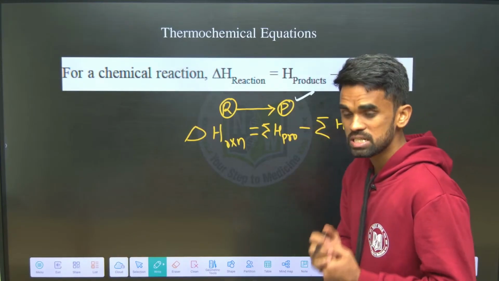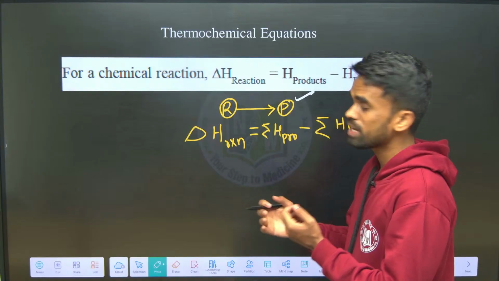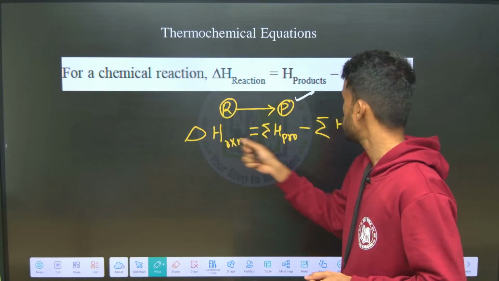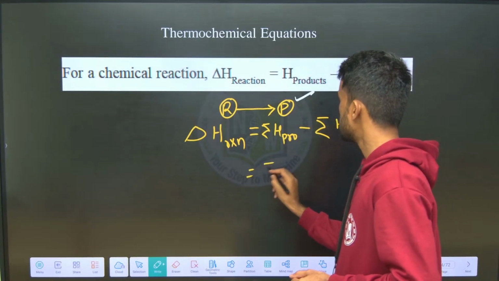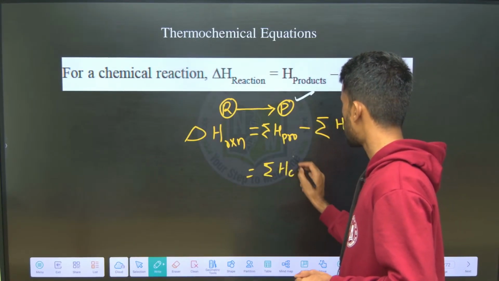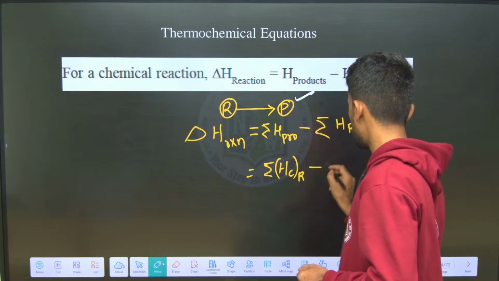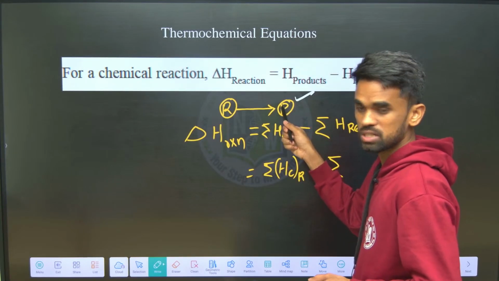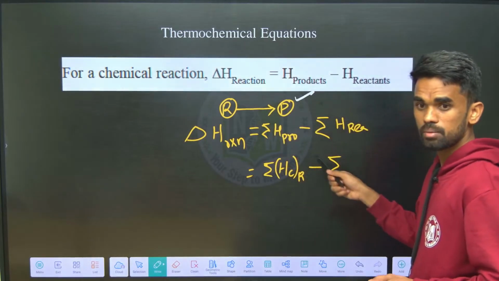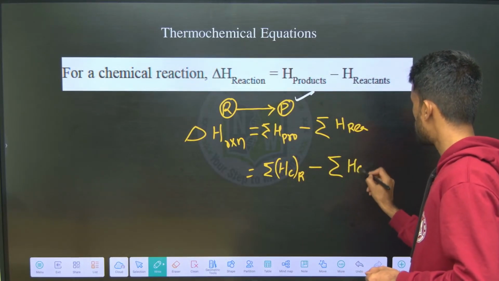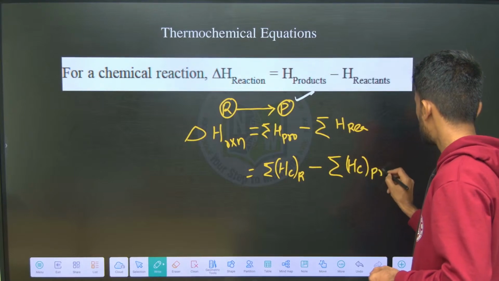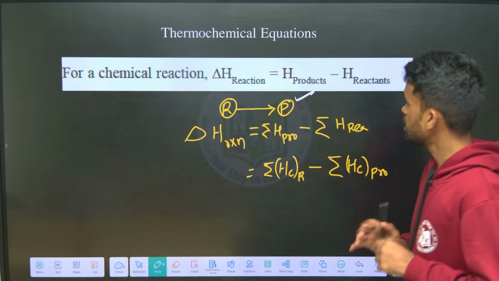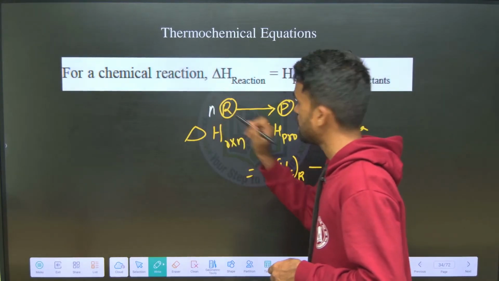If combustions are given, which is undergoing combustion? Reactant is undergoing combustion. So take first the summation of enthalpy of combustion of reactants minus, because the products are not undergoing combustion, they are undergoing formation, that's why I am mentioning minus, the enthalpy of combustion of products, like this.